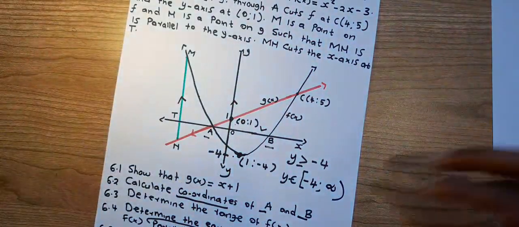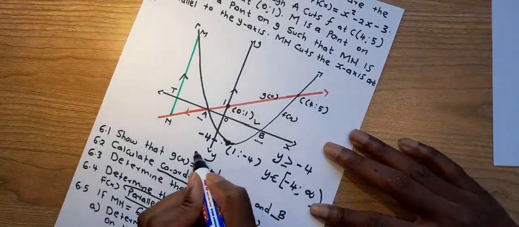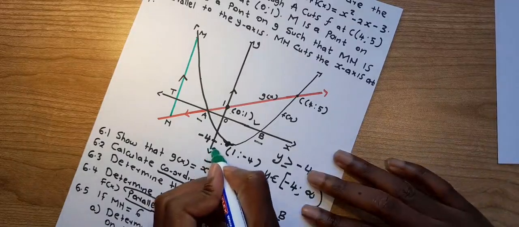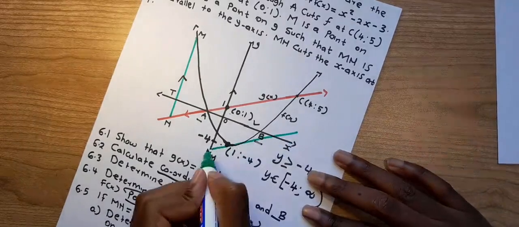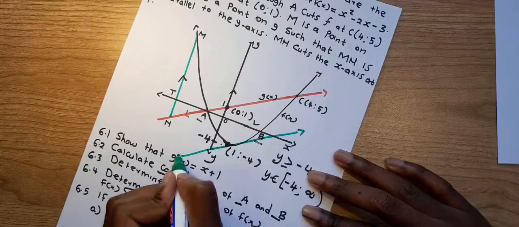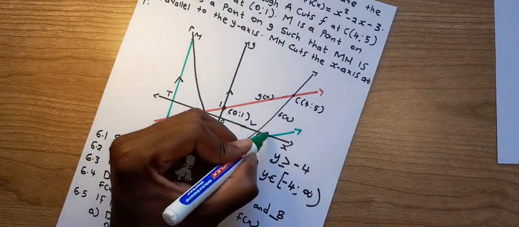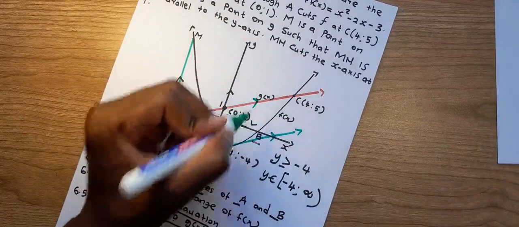So the only way the tangent exists here is if it is somewhere here. Let me try to draw using another color. It should be somewhere here so that it can touch at most 1 point. So we do know that they're saying that these two lines are parallel.